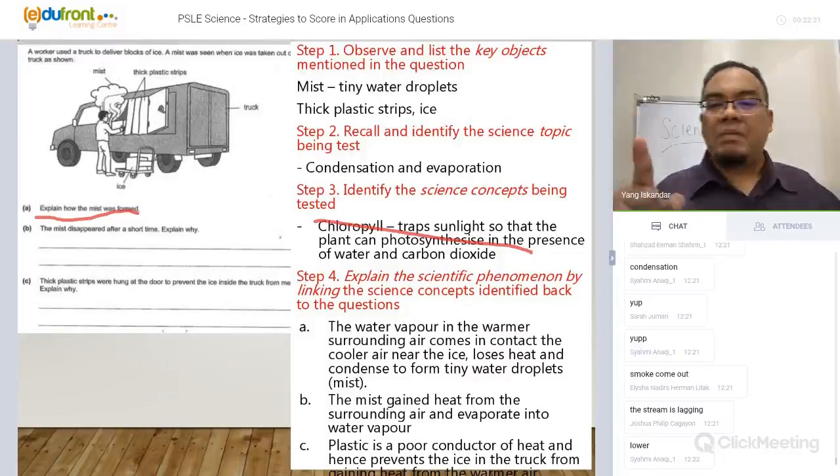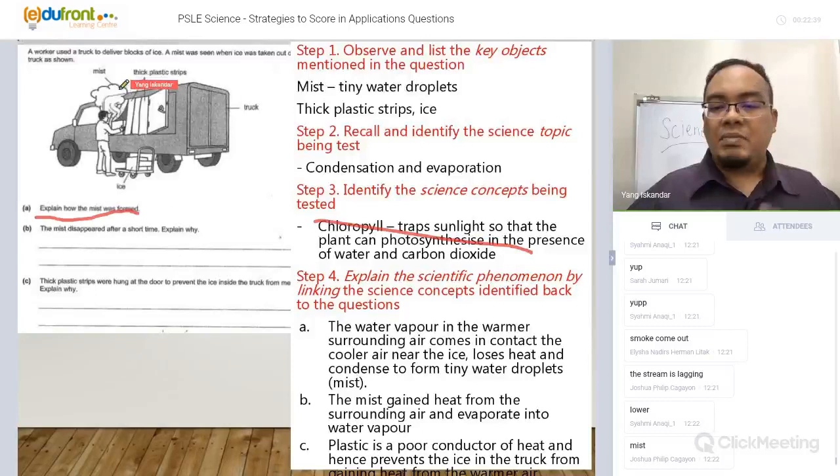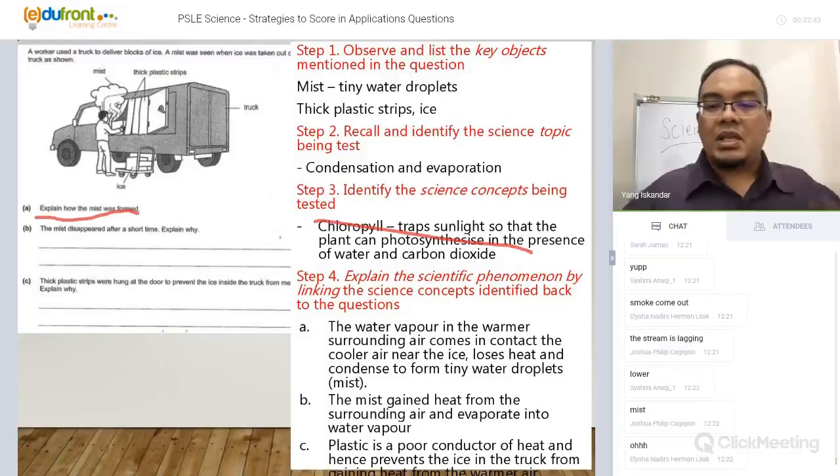Okay, Alicia says smoke comes out. That smoke is actually mist. So that is due to this condensation. This part here, this smoke that you mentioned, that is the mist. So the question here: how does the mist or the smoke come about?